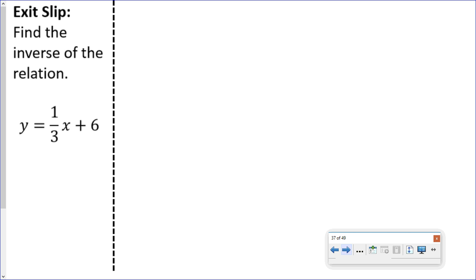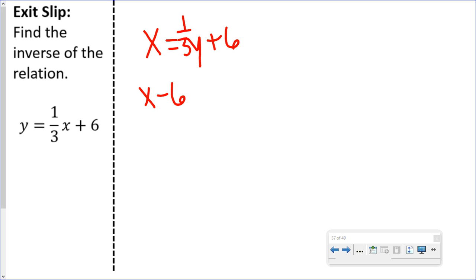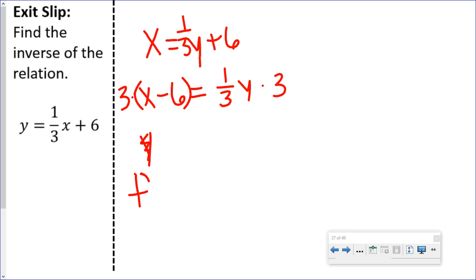All right. So work-wise, you should have had this. Then we subtract 6, so you should have had this step. Now to get rid of this, you're multiplying by the reciprocal of 1/3, which is 3. You got to distribute it to both. So you should get, for your inverse, actually let's use the inverse notation because this is a function.